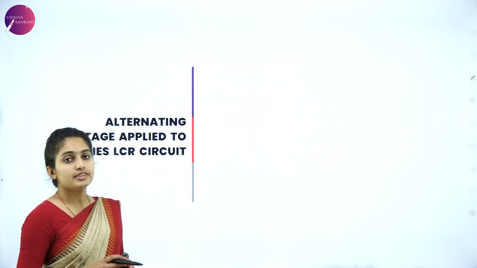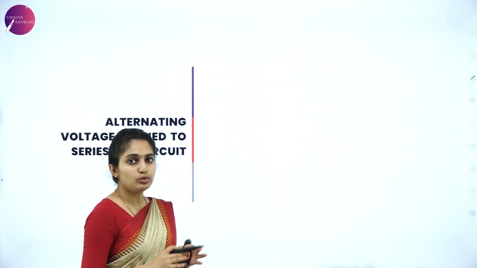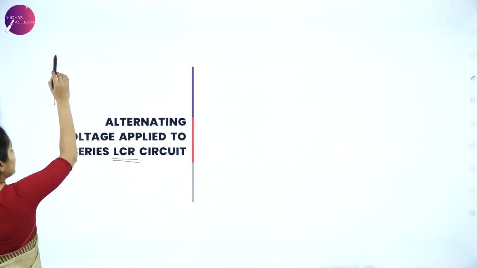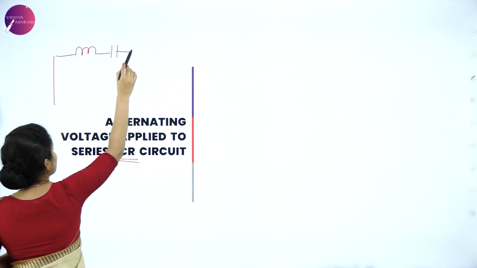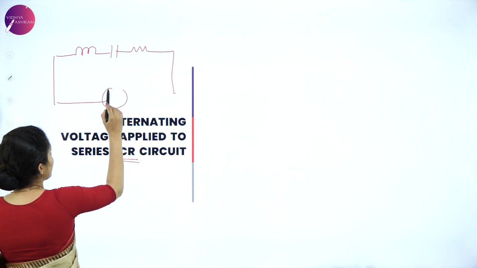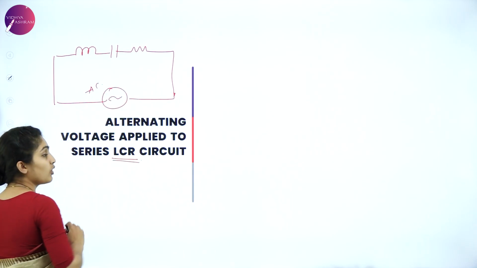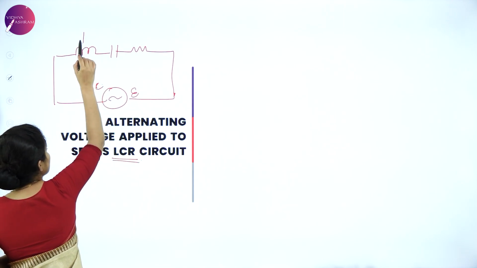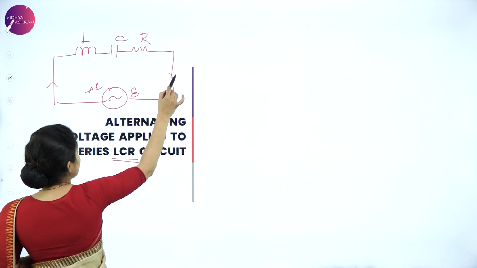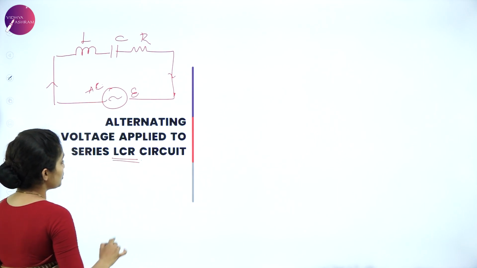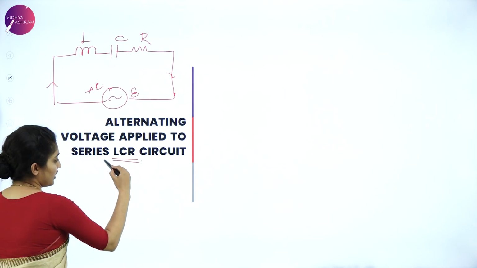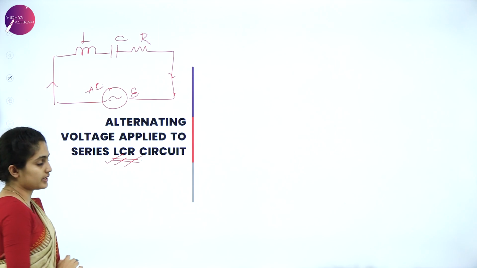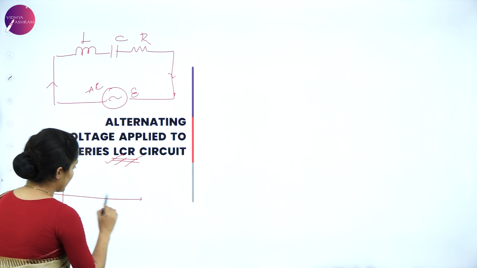Okay, so next we will check the alternating voltage applied to a series LCR circuit. L means an inductor, C means a capacitor, R means a resistor. So here we have an AC component, alternating current component, with a certain EMF. This is L, this is C, this is R. How exactly the movement of the current takes place over here, for which we have a diagrammatic representation. It's a fusion of alternating current applied to an inductor, to a capacitor, and to a resistor. For which we have a phasor diagram.